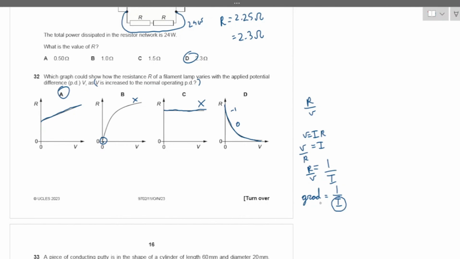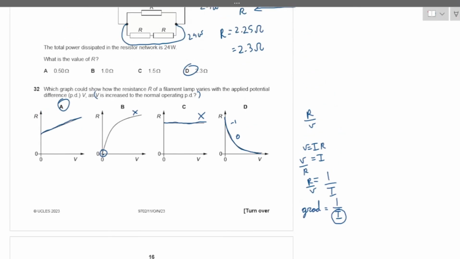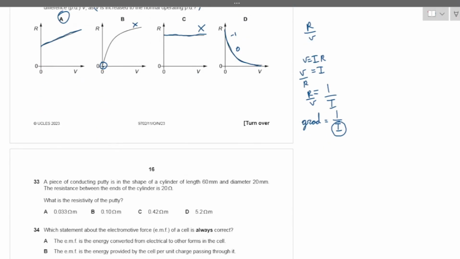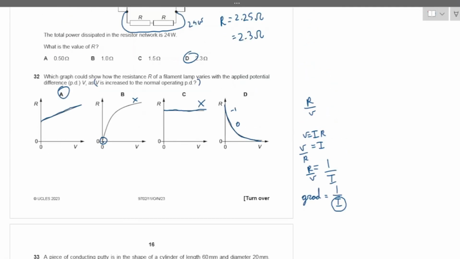That means current would be one thing that would be constant through this. So therefore, option A is correct. Option D is of course not correct because after we apply gradient equals 1 over I, that logic does not make sense at all. So in this way, option A is correct. Usually for filament lamp questions, the options which show curves seem to be correct.